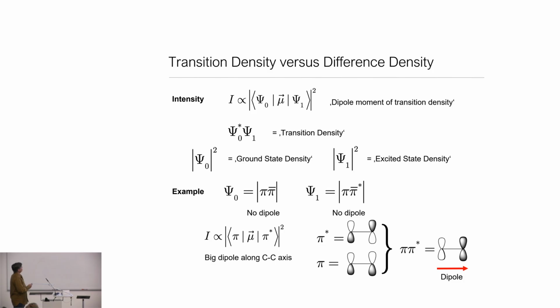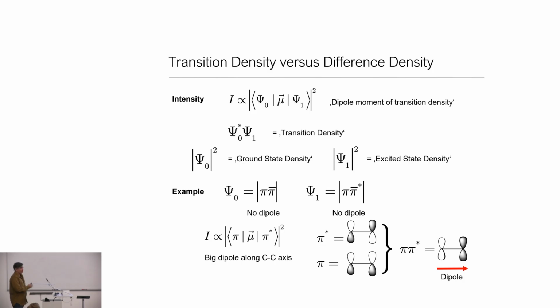Whereas the density of the initial state is psi naught squared, and the density of the excited state is psi 1 squared, right? So you see that this transition density is a totally different quantity than the ground state density or the excited state density. Those by construction are always positive, but that product can be positive or negative. So what we have then is the dipole moment of the transition density, and the dipole moment of the transition density is different from the difference of this density and that density.